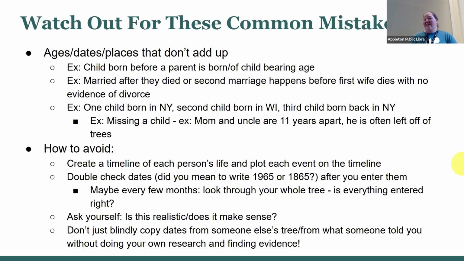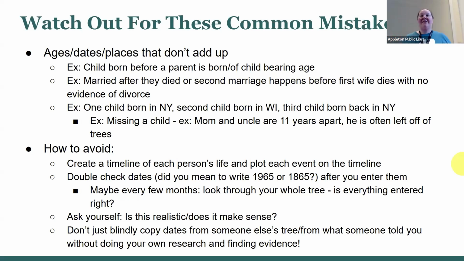Or maybe they're missing a child. Maybe you have 3 kids, but they really had 4. So for example, my mom and my uncle are 11 years apart. So when I see other people document our family tree, my uncle gets left off a lot because they assume after my mom, my grandma didn't have any more kids, but she had a little surprise 11 years later. So things like that happen.